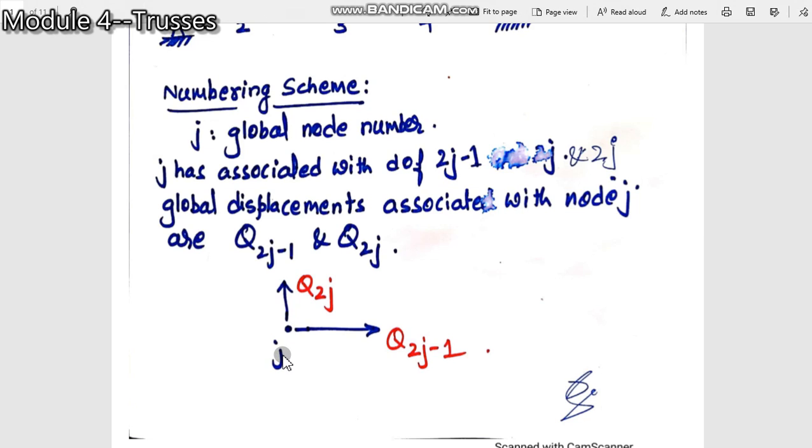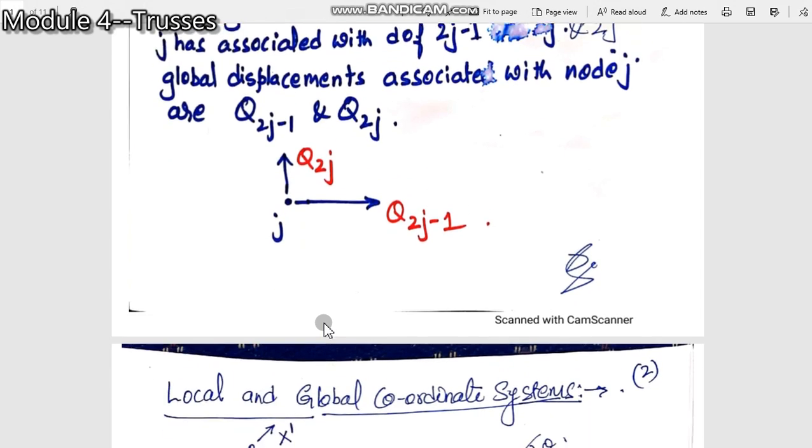Now say for example, this node j is 3. Then the displacement in y direction will be q6, and this will be q5. This has to be understood properly. This is the first step in problem solving.